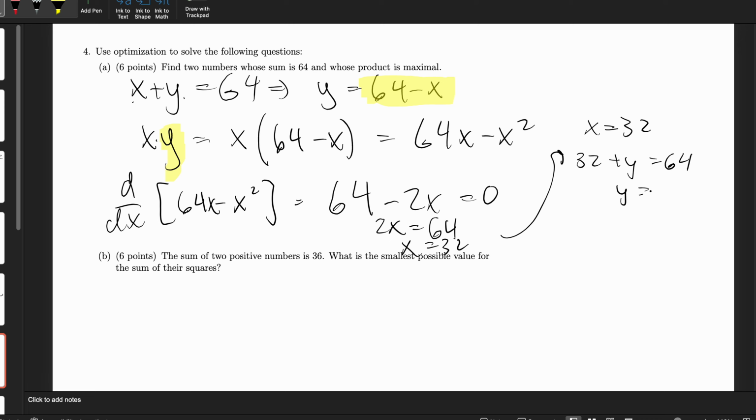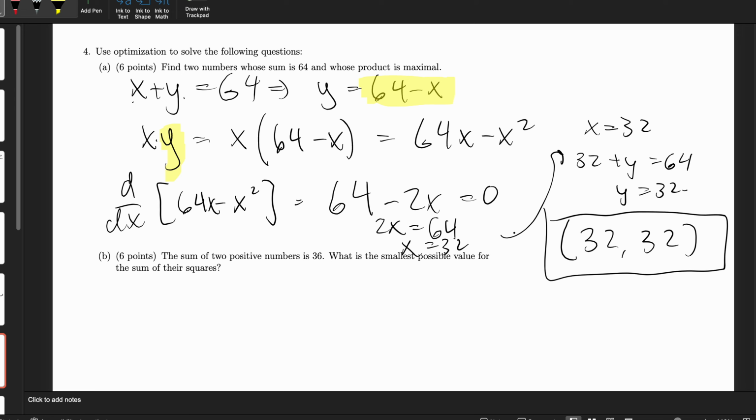This tells me y equals 32 as well. And so the two numbers are going to be 32 and 32. X and y are equal. They're equal to 32. That's going to maximize the product. And you can check that by plugging in numbers, and you'll see that generally that's the correct answer. Of course, plugging in various numbers is not a proof. Nonetheless, it's a good sanity check.